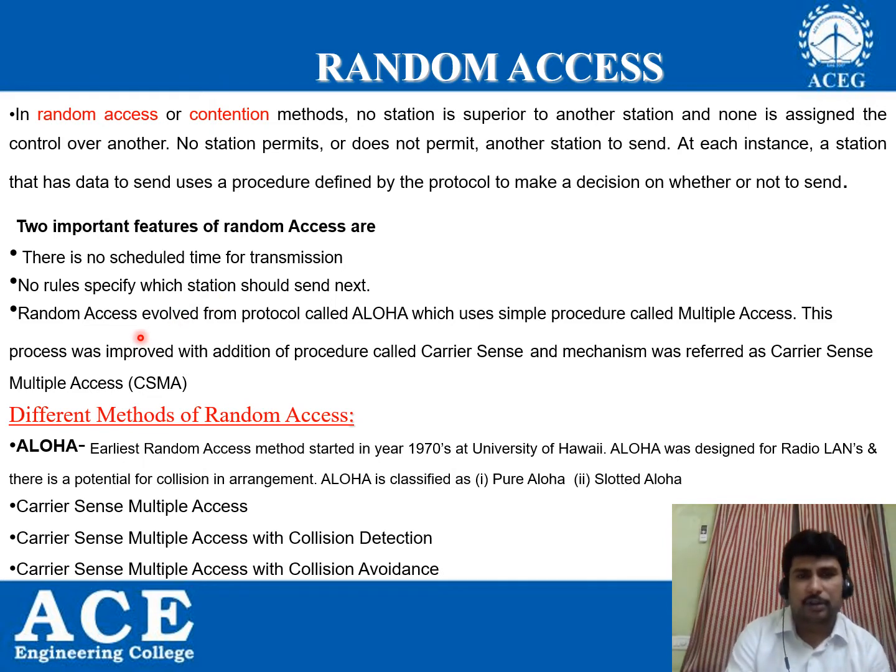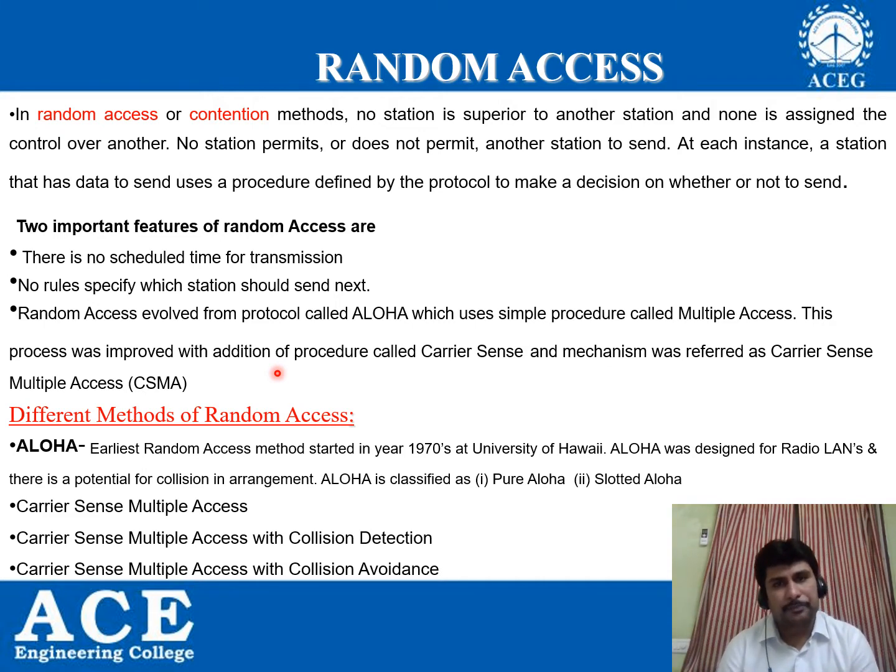So random access protocols evolved from a protocol called Aloha. This is the first type of random access protocol, which uses a simple procedure called multiple access. Now this Aloha, our first multiple access protocol, was improved with the addition of a procedure called carrier sense, and that mechanism is referred to as carrier sense multiple access. So the first protocol is Aloha, and to that multiple access protocol we added a mechanism called carrier sensing, and then we started referring to it as carrier sense multiple access.